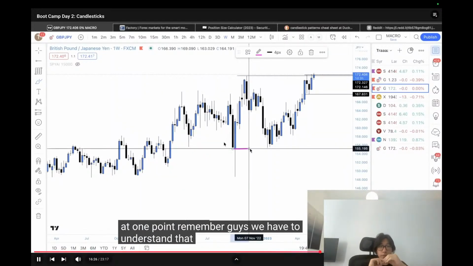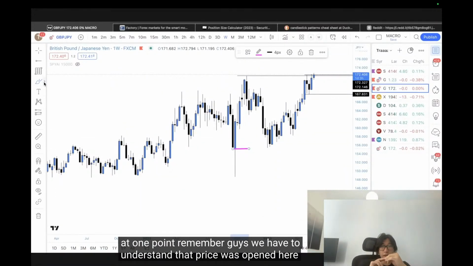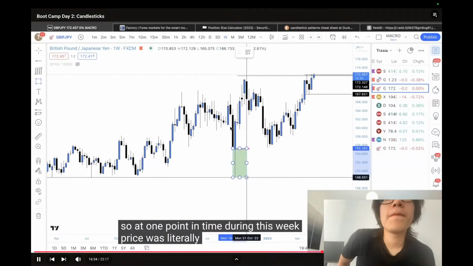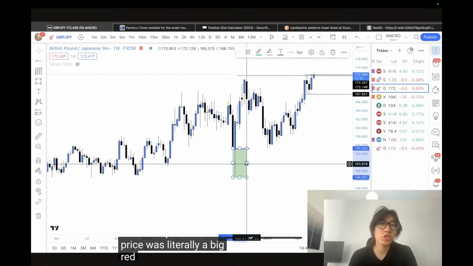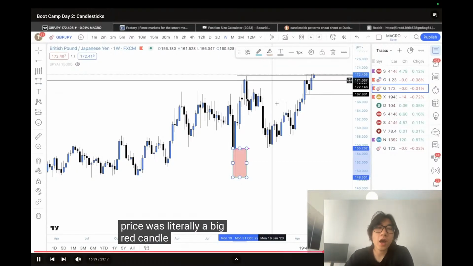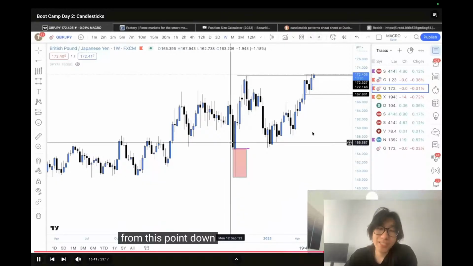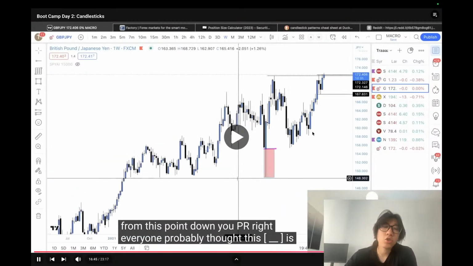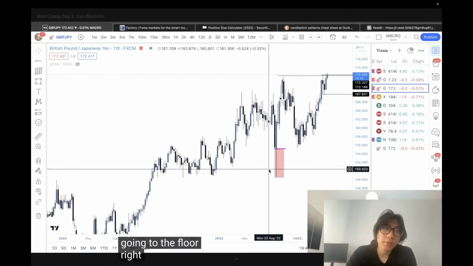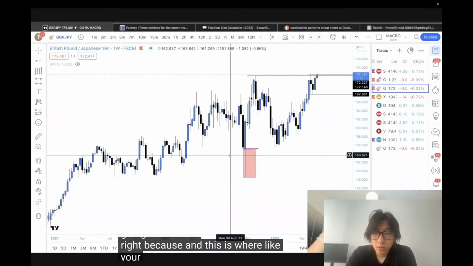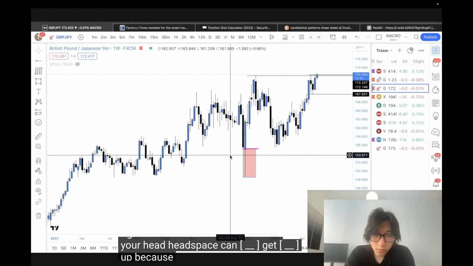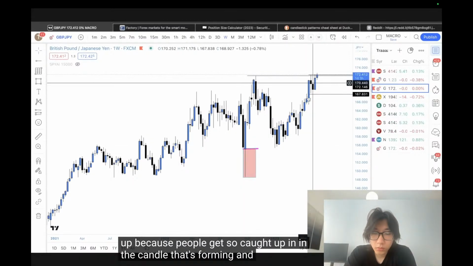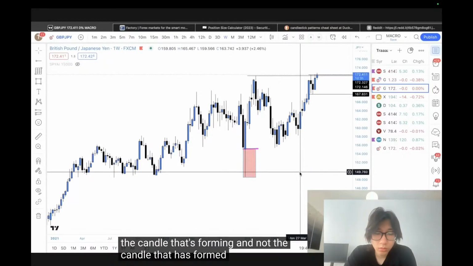Remember, guys, we have to understand that price opened here. So at one point during this week, price was literally a big red candle. But if I'm just looking from this point down, everyone probably thought this is going to the floor, right? And this is where your headspace can get messed up, because people get so caught up in the candle that's forming and not the candle that has formed.